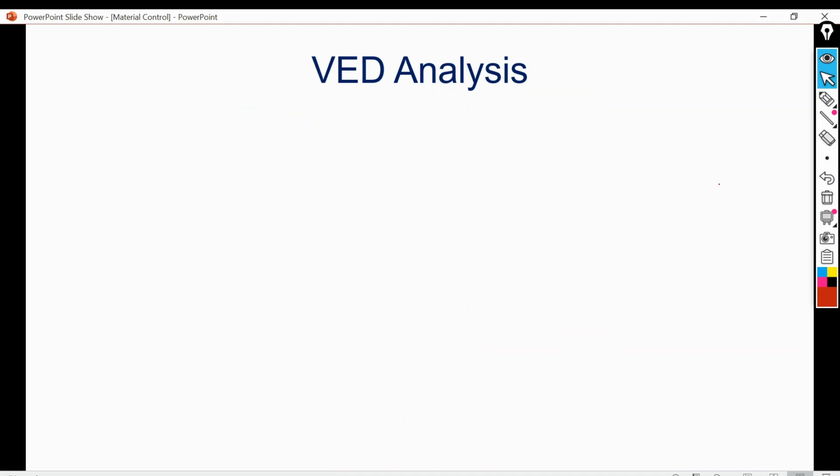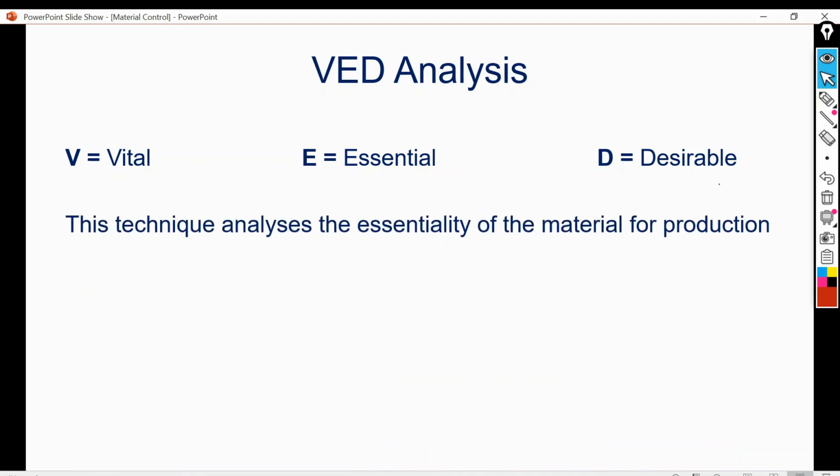Now we come to the next topic, that is VED. ABC stands for A category goods, B category goods, and C category goods. There is no name in ABC, but A is valuable items, B moderate items, C least valuable items. But in VED analysis, VED stands for vital, essential, and desirable analysis. Means in stores, this technique looks at the essentiality of the material for production.